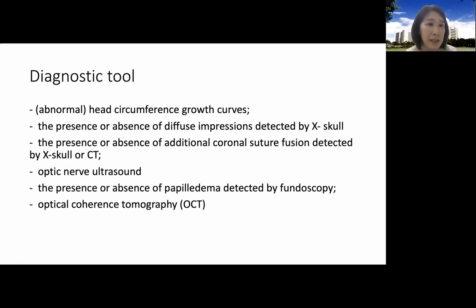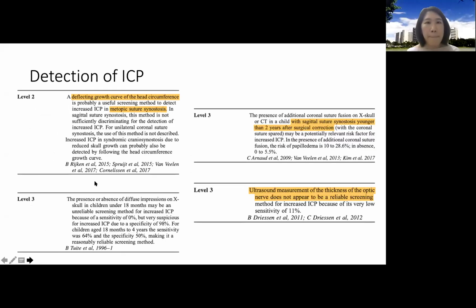There are six diagnostic tools you can probably use. The first one is the head circumference. The second one is you can check the X-ray to see if there's presence of diffuse impressions. Or you could do a CT scan or skull X-ray to find if there's presence of additional coronal suture fusion. And the other one is optic nerve ultrasound. Of course, you could do the fundoscopy and also the optical coherence tomography. So also in this article, he lists the evidence for these six diagnostic tools.